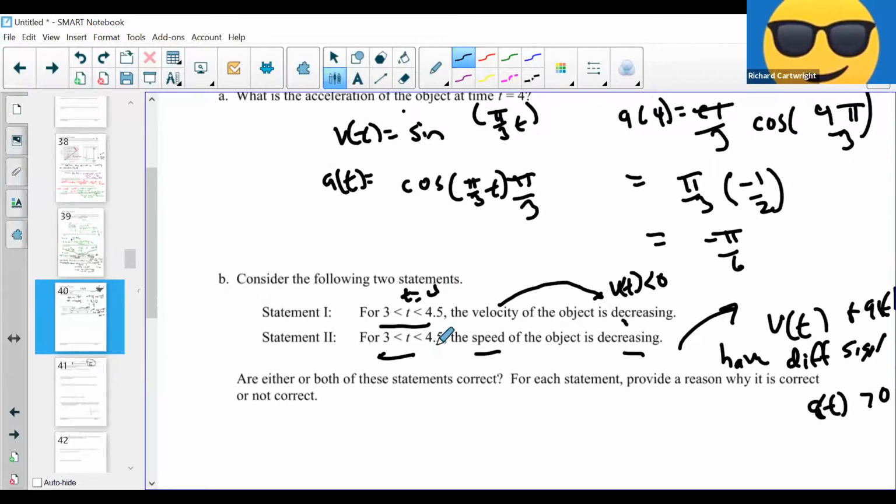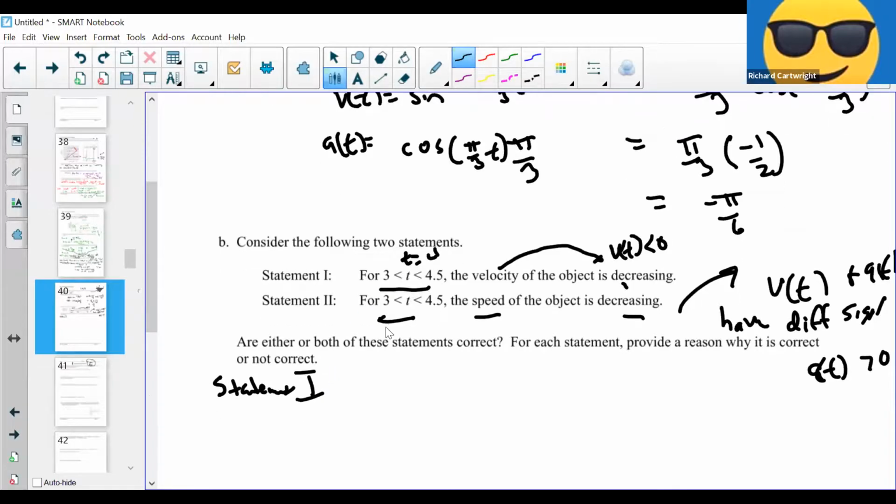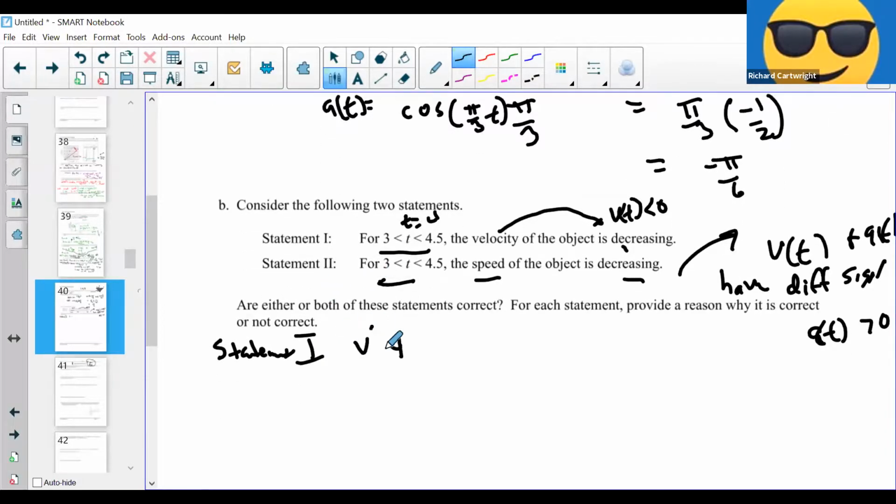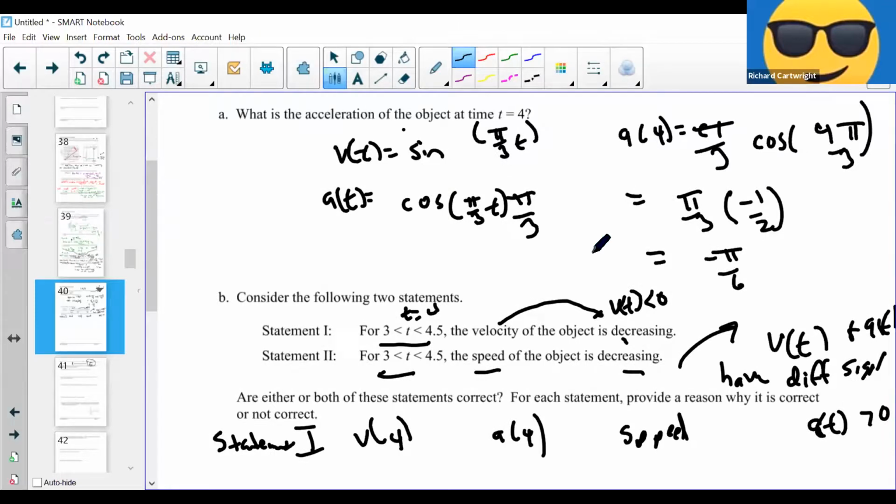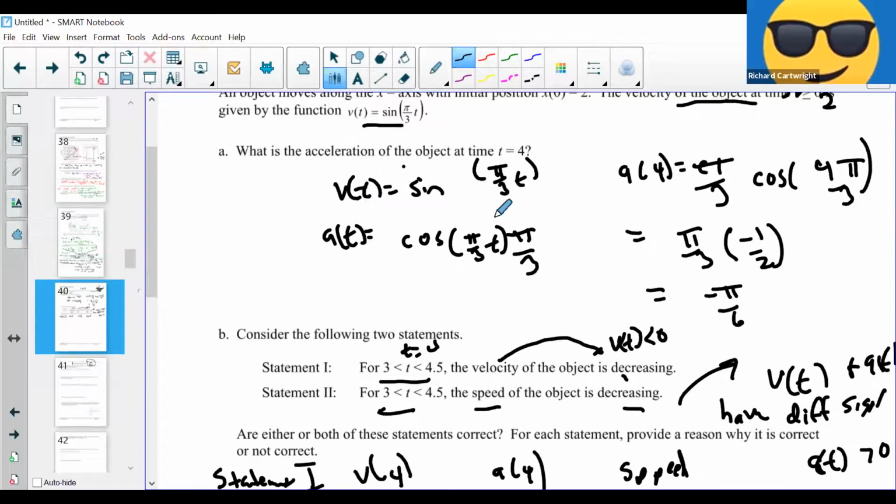All right, so let's look at statement 1. What is V of 4? Somebody yell it out at me. And I also need to know what A of 4 is. I want to see what my speed is based on that information, to see if my velocity is decreasing. So he's asking, is this true? Is velocity decreasing? Did I do velocity at 4? Here's velocity right there. What is velocity at 4? That's 4 pi over 3.